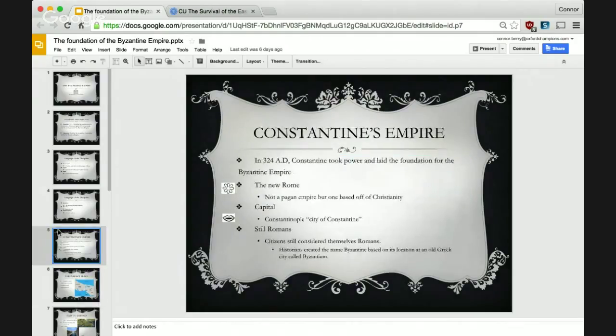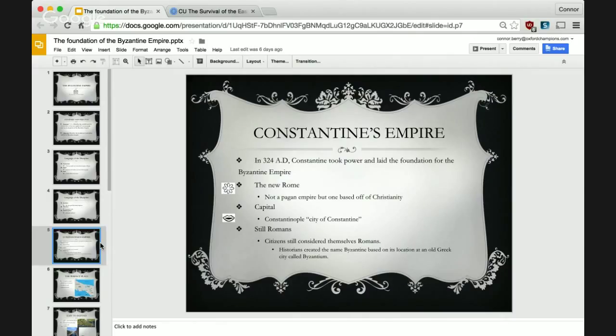So the capital is Constantinople, city of Constantine. That guy has his own name in his city. I wish I had one like that. And even though the capital was in a new place, they were still Romans. They still believed that they were Romans. This is still the Roman Empire for a little bit longer, but this is definitely the end of the Roman Empire. And down here you can see why Byzantine was the name: it was near the city of Byzantium. Okay, so now he makes his new capital in Constantinople.